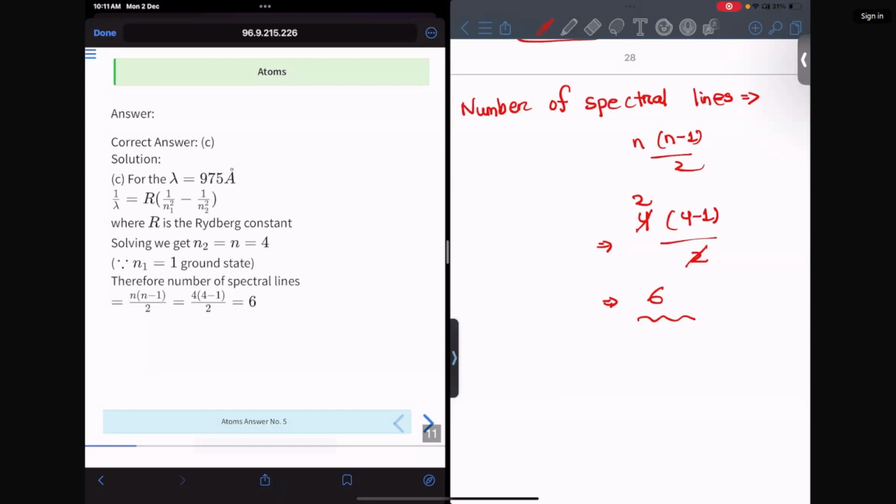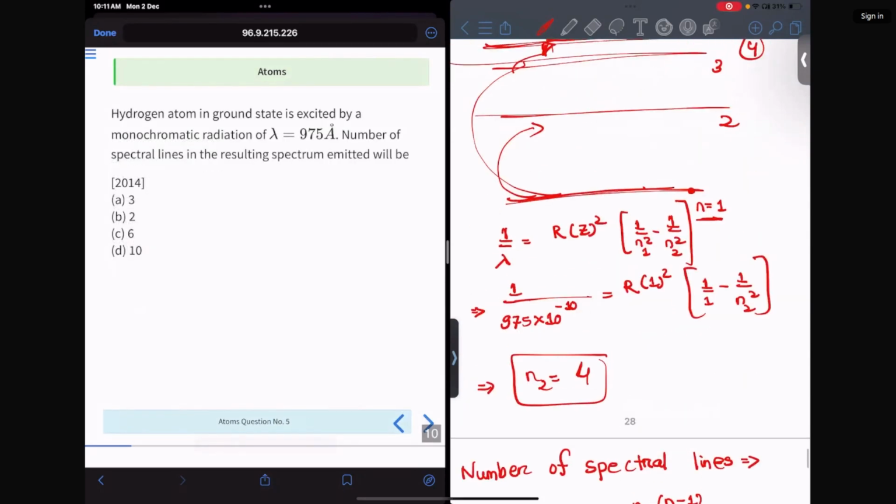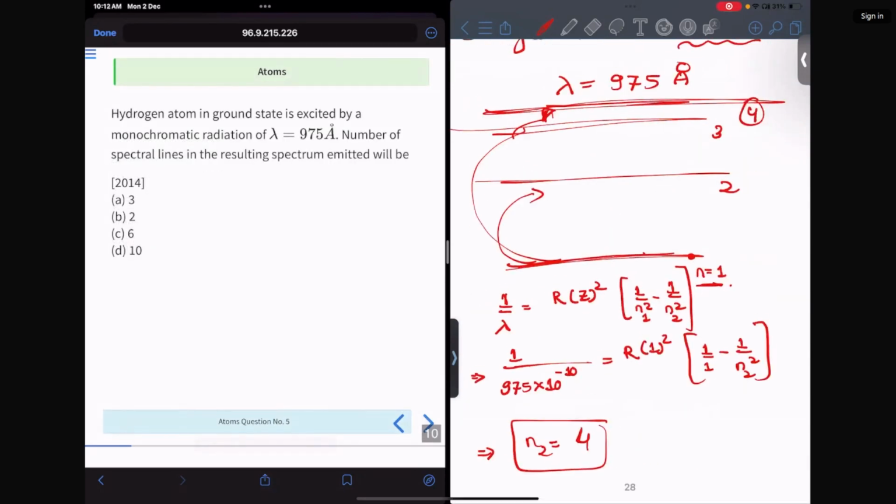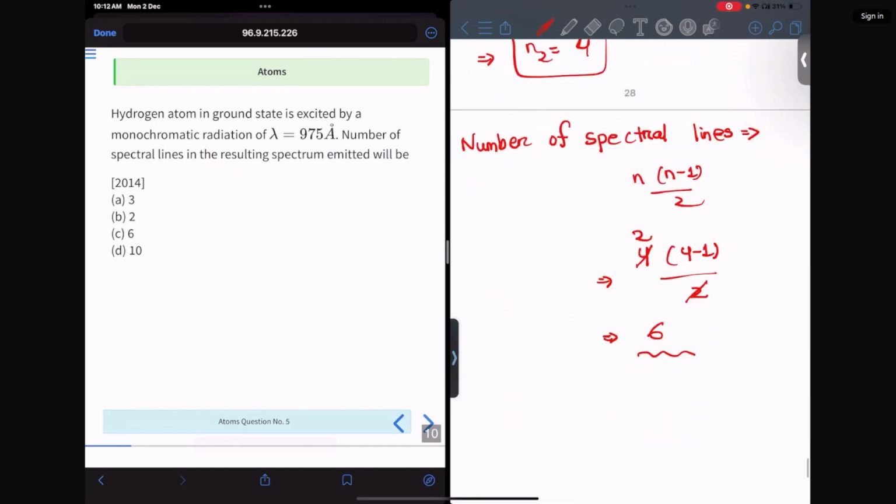I hope you understood this. The electron was excited from shell number 1 to shell number 4, so the number of spectral lines emitted is 6.